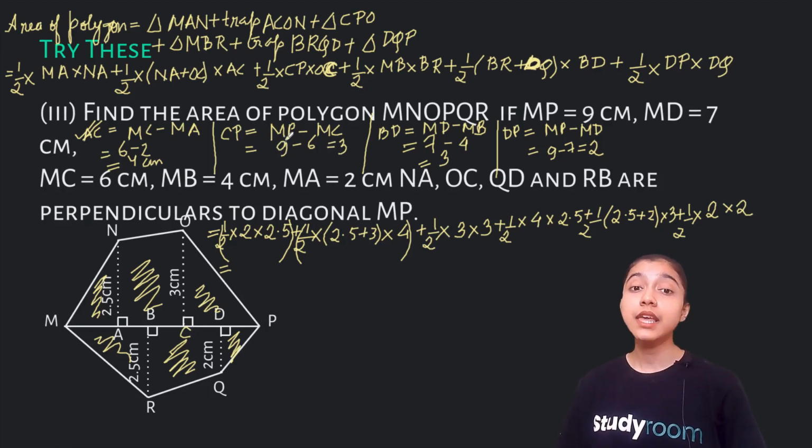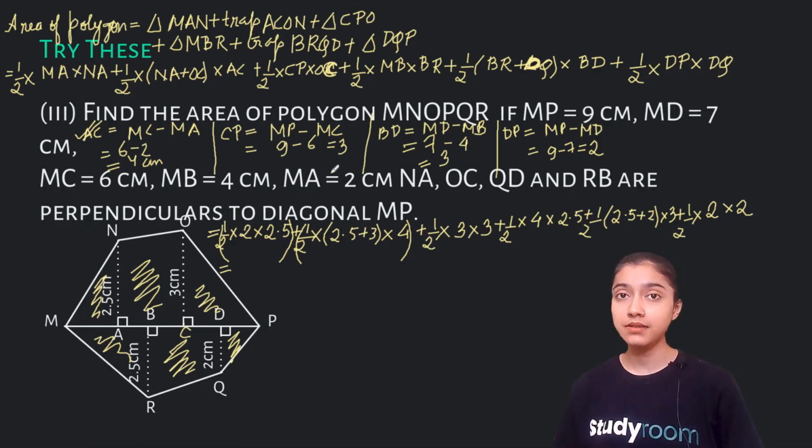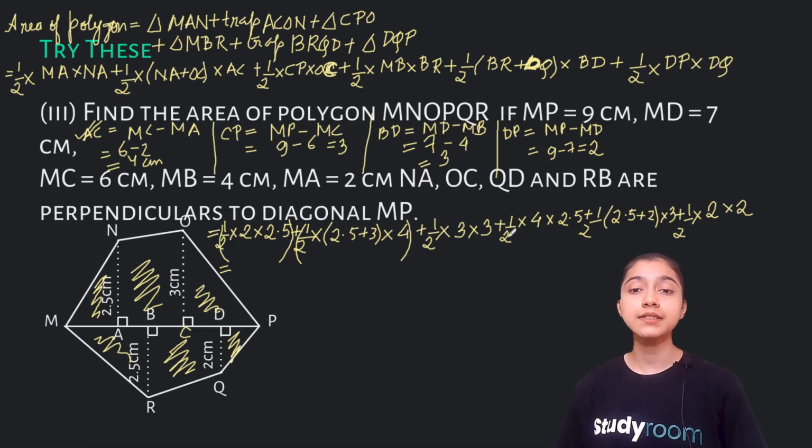We can use MP minus MC. This MP minus MC will give us the base CP, which is 9 minus 6, that is 3. And then we have to multiply it with the height OC, that is again 3. So half into 3 into 3 is the area of the next triangle.